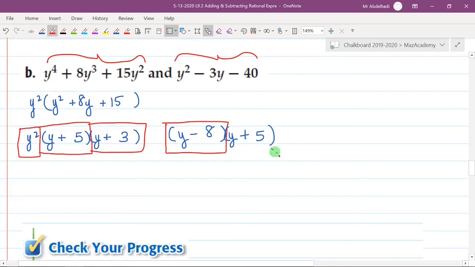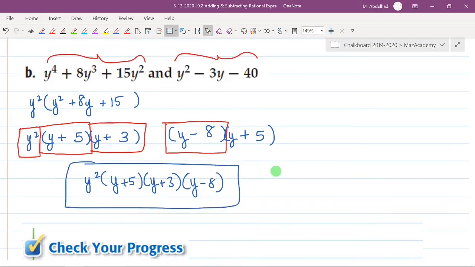So what's our least common multiple? It's everything that's in the boxes here. Just multiply all that stuff. So you get y squared times y plus 5 times y plus 3 times y minus 8, and you're done. So if we were adding two fractions where these were the denominators, this would be the common denominator. And I know it looks crazy, but it's pretty simple to get.